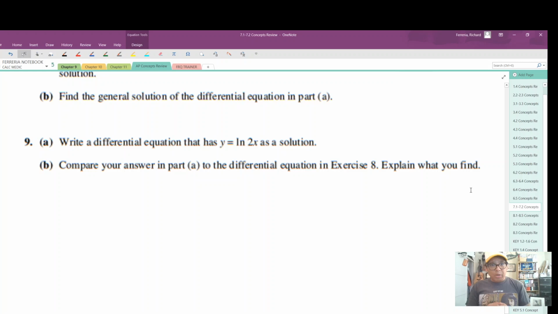Moving on to number 9. Write the differential equation that has y equals natural log of 2x as a solution, and compare your answer and explain what you found. So take a look at that natural log of 2x. We just proved that the natural log of 2x is the same thing as the natural log of 2 plus the natural log of x.